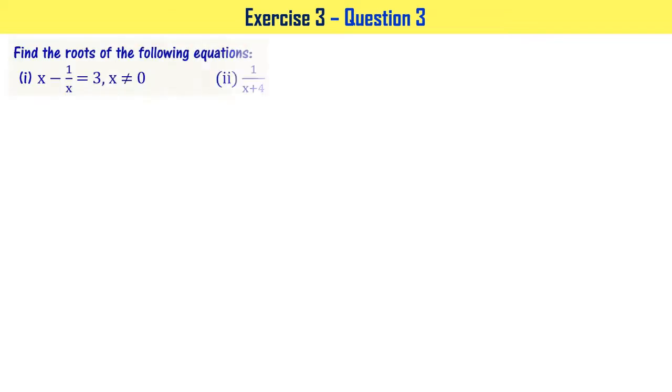Question number 3 is find the roots of the following equations. We are given two equations. We are asked to find roots of these two equations, right? Let's start with the first one, that is x minus 1 by x equal to 3. Here the requirement is given x cannot be equal to 0, right? It means if x equal to 0, then this 1 by x has no meaning. That's why this condition is given, x is not equal to 0. But to solve this particular equation, we don't really need to worry about this. We can say that x minus 1 by x equal to 3 is the equation we have to solve, right?